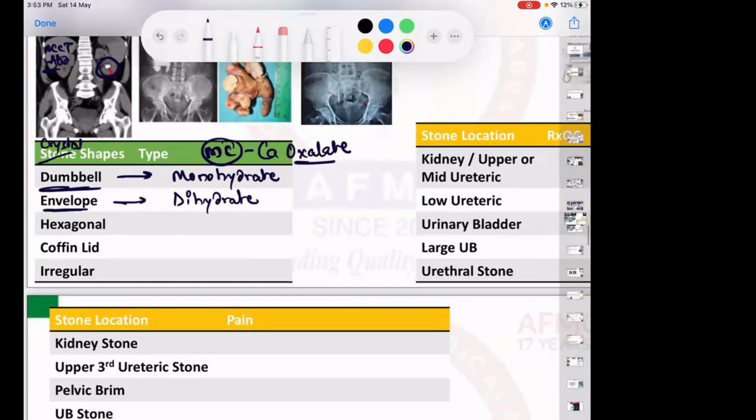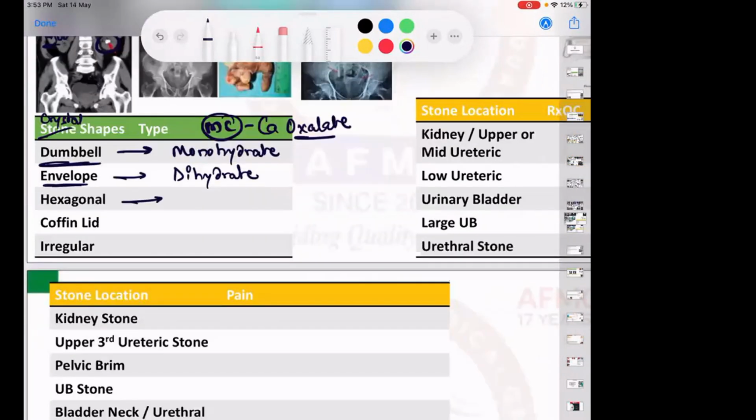Then hexagonal crystals are seen in the hardest renal stones. Hexagonal, very good. Hexagonal crystals are seen in the cystine stones, and cystine stones are the hardest renal stones.